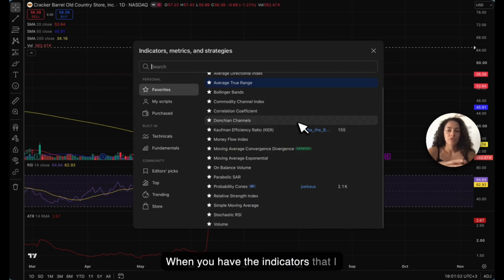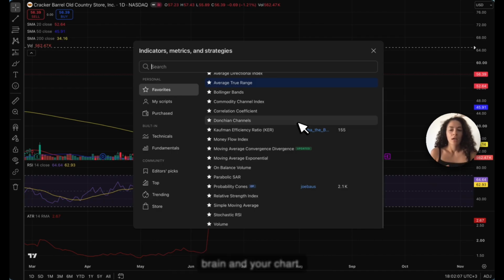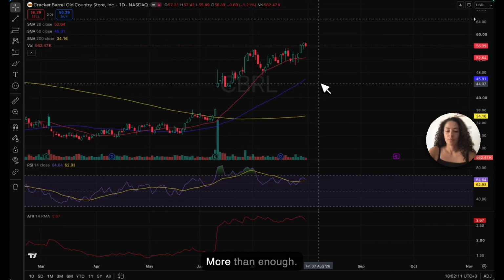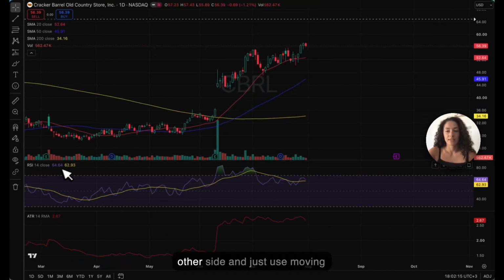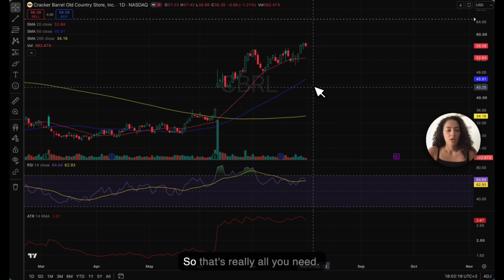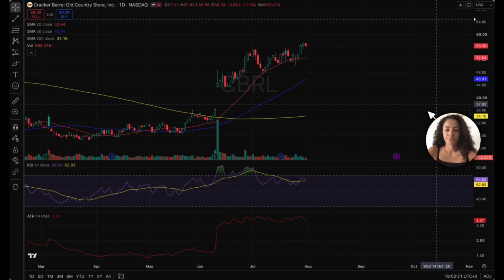When you have the indicators that I already showed you on one chart, you have more than enough. Honestly, you could literally trade only with price and volume if you want to. So no need to add so many indicators to your charts. You're just going to clutter your brain and your chart. What I show you is more than enough. You could even not use the RSI and just use moving averages and ATR for your stops. So that's really all you need.